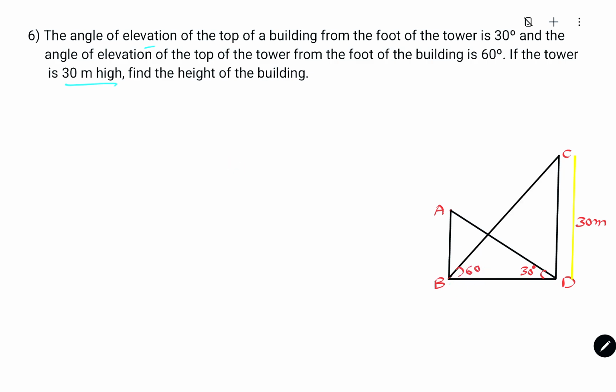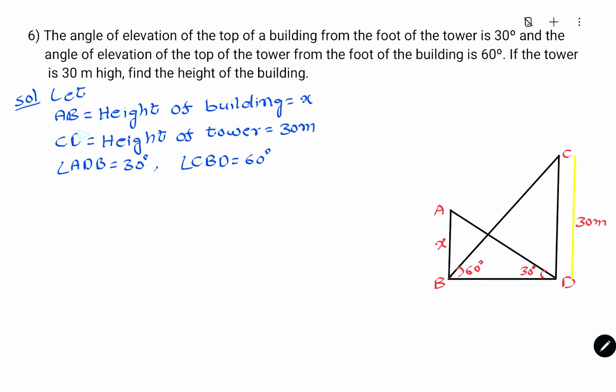Here 60 degrees. Now we need to find the height of the building. So we assume AB is x meters. Now write the given points. Let AB is equal to height of building x meters and CD is equal to height of tower 30 meters. Angle ADB is equal to 30 degrees. Angle CBD is equal to 60 degrees.